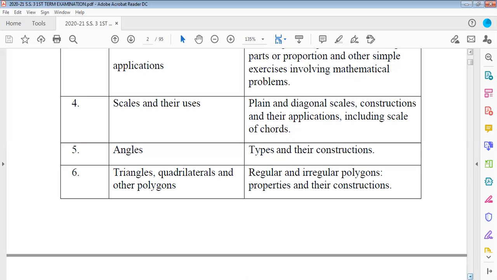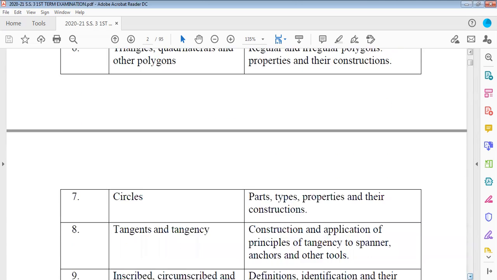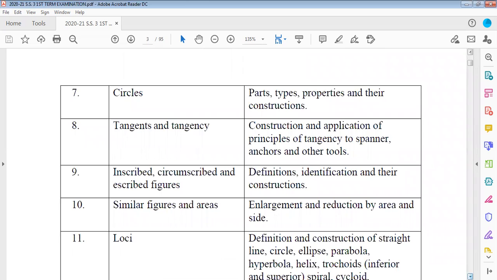Very, very important. Now, number 6, talk about construction of triangles, quadrilaterals, and polygons. So there you'll be taught how you can construct regular and irregular polygons, and then the properties of angles, properties of quadrilaterals, and properties of polygons and their constructions will be taught over there. Then circles. Circles is another topic that you also need to pay attention to. Then you'll be taught parts of circles, types of circles, and properties and the construction of circles.